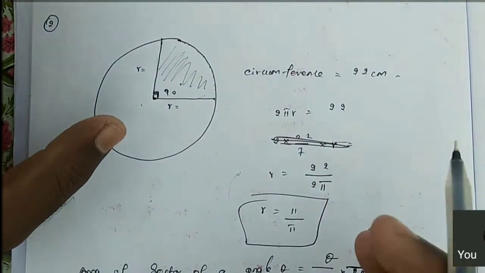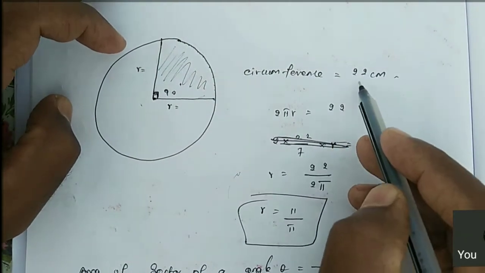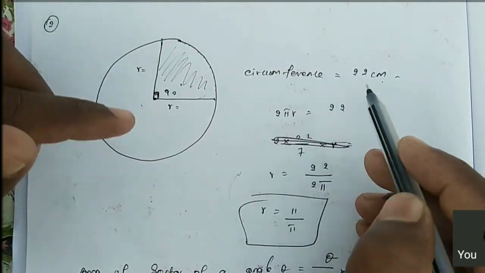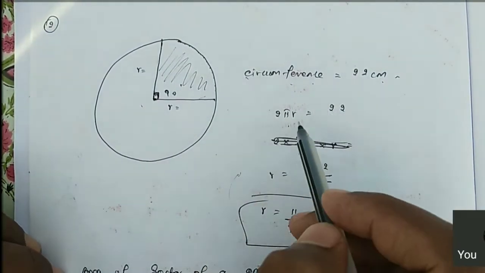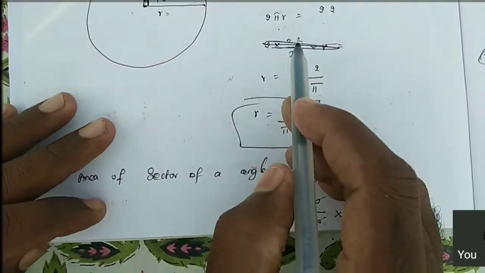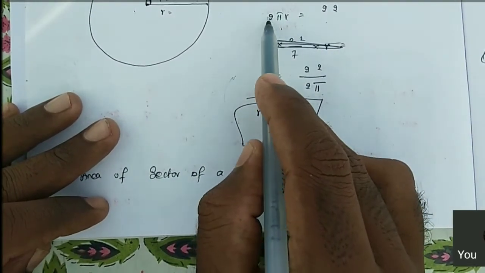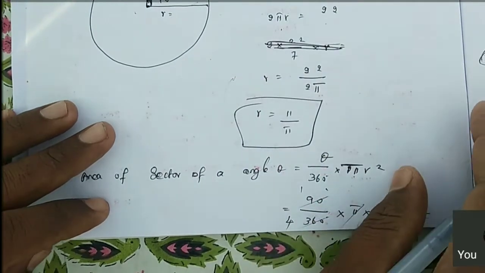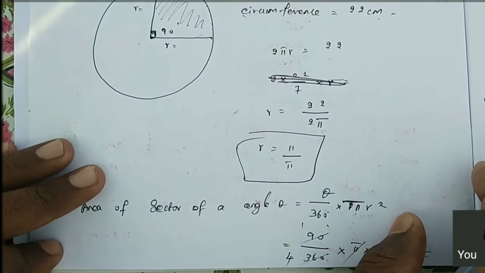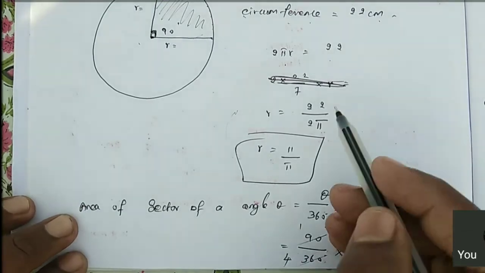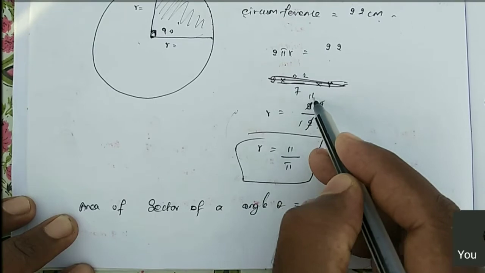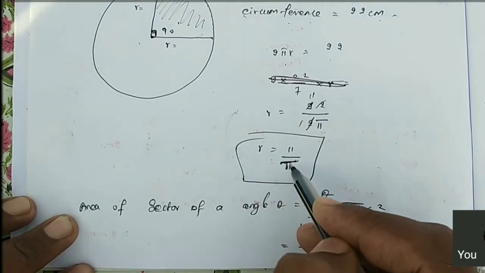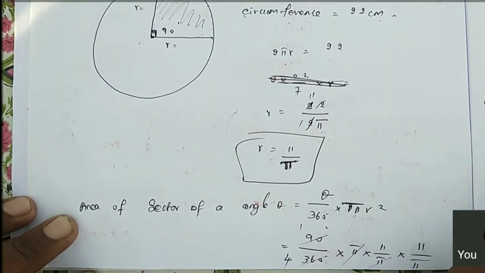They have given in the problem that the circumference is 22 centimeters. So from the circumference we can find the radius. What is the general form of circumference? 2 pi r. So 2 pi r is equal to 22. Then r is equal to 22 by 2 pi, transposing the 2 pi to the other side. Clear? So 22 by 2 pi. Then 1 2s are 2, 1 2s are 2, 1 2s are 2. So what is the answer? 11 by pi. Clear?